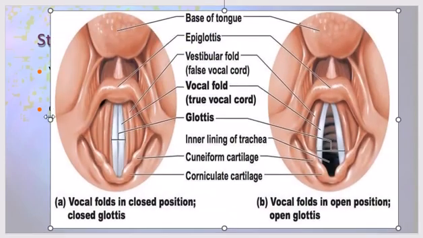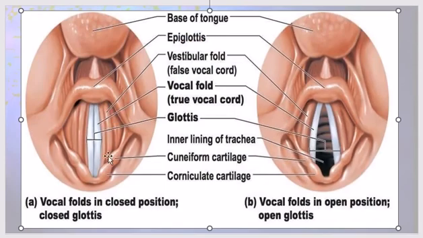This is the structure of the vocal folds in the closed position, the closed glottis, and this is the open position, the open glottis diagram. Now, this is your base of the tongue. The base of the tongue is the posterior part of the tongue. Now this is the epiglottis. This structure you are seeing here is the epiglottis. We are talking about the closed glottis, when the glottis is closed.